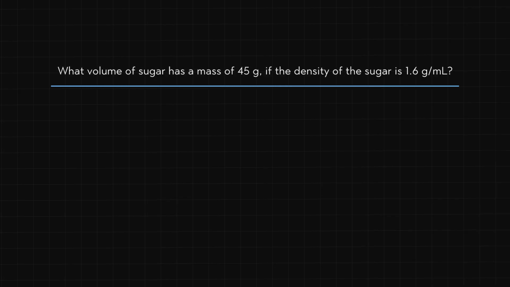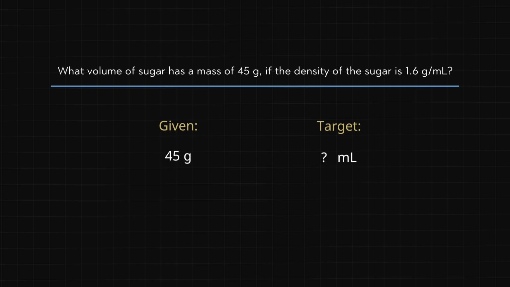This is where dimensional analysis comes in. We have a proportional relationship, and if we pay attention to units, we can easily solve computational problems like this one. What volume of sugar has a mass of 45 grams, given that the density of sugar is 1.6 grams per milliliter? We start with the given quantity, the grams of sugar, and then consider the units of our answer. We want volume, so we need to have milliliters at the end.